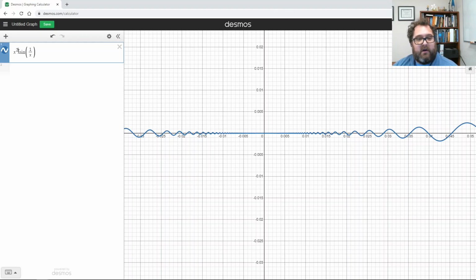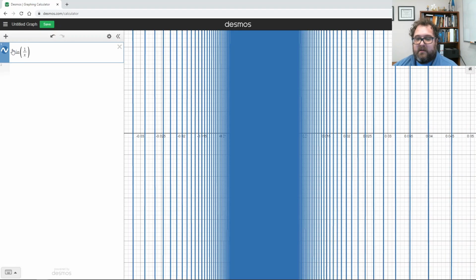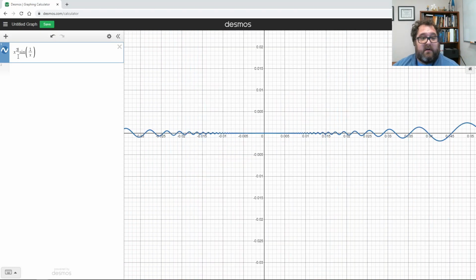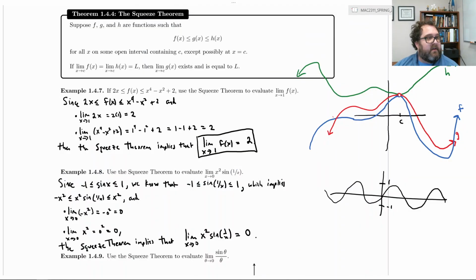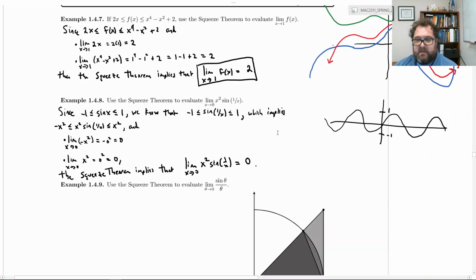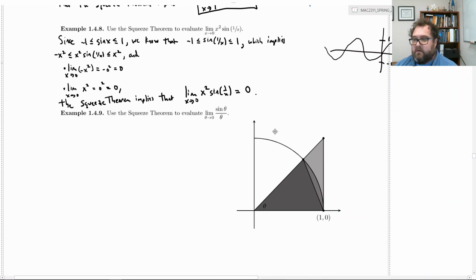If you don't have the x squared there, the oscillations are too crazy, and we saw this in a previous video, the limit did not exist. But if you put that x squared factor out front, it tames those oscillations in some sense, and to where you actually do get a limit, which you can show according to the squeeze theorem. Okay, cool.